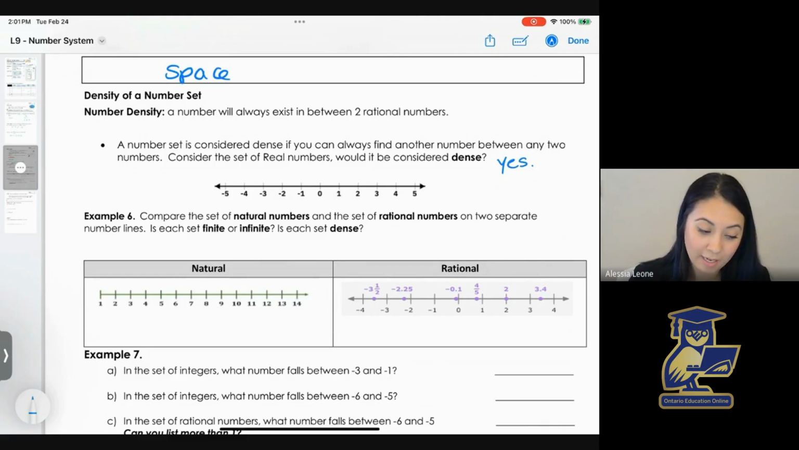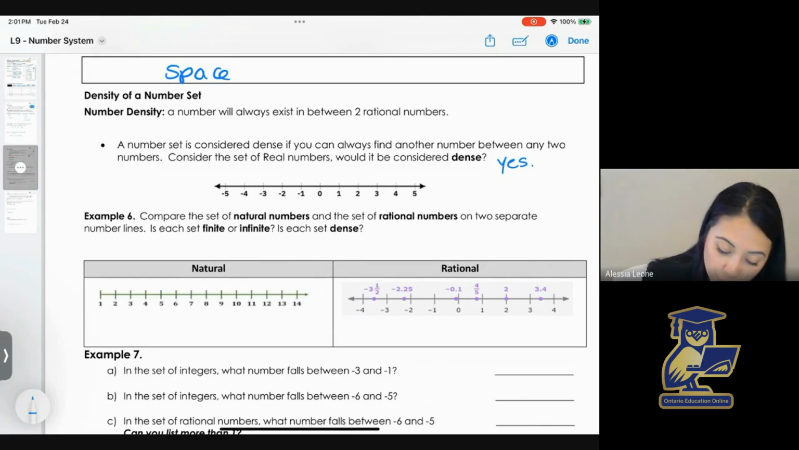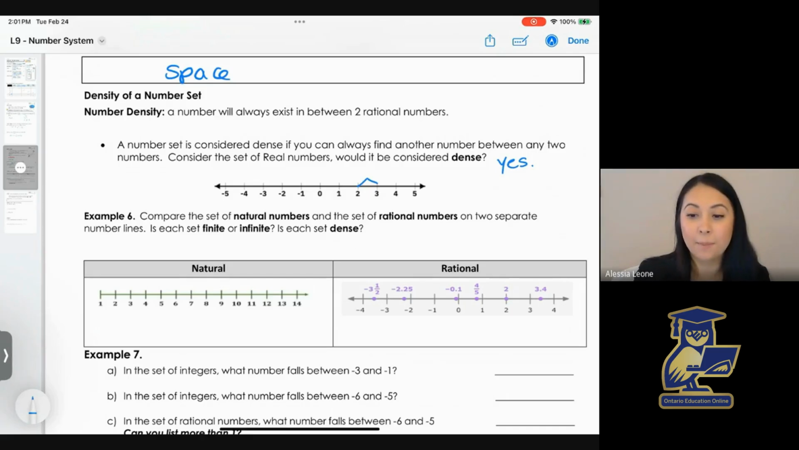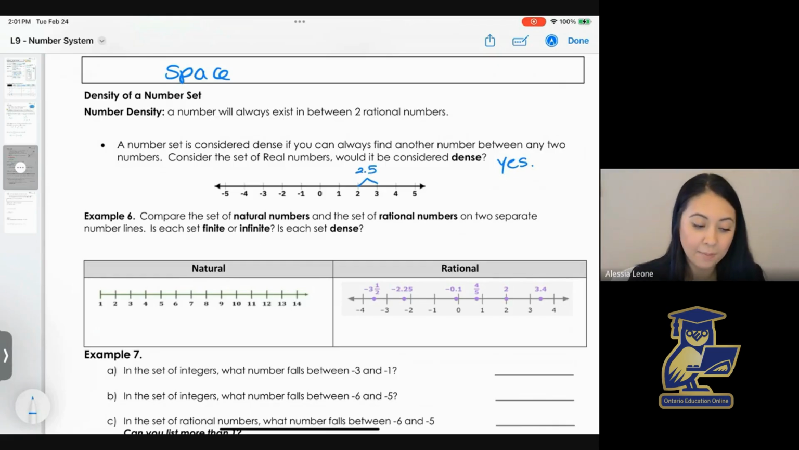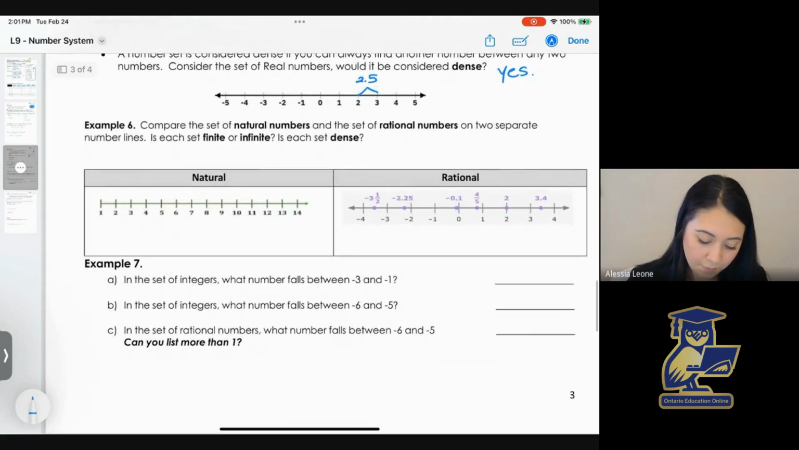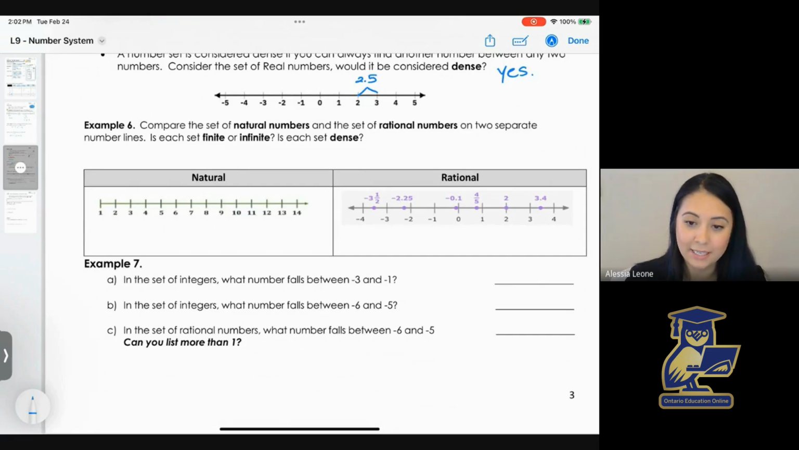Because in between these numbers, for example, between 2 and 3, could we find a number? Yes, we could find 2.5. And that means it is dense. So there are infinitely many numbers between them. Down here, example 6 asks us to compare the set of natural numbers and the set of rational numbers on two separate number lines. Is each set finite or infinite? Is each set dense? Now, let's take a look.